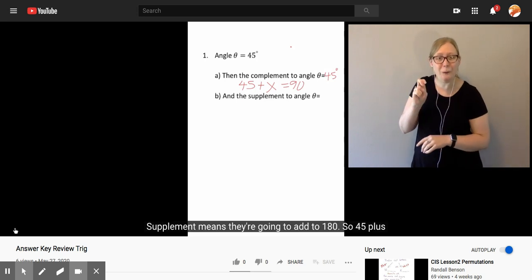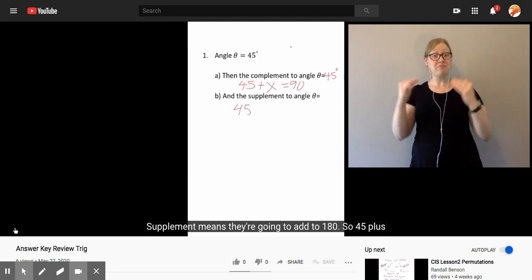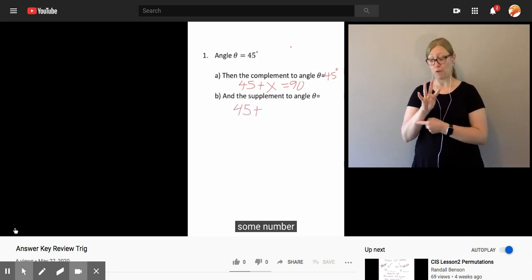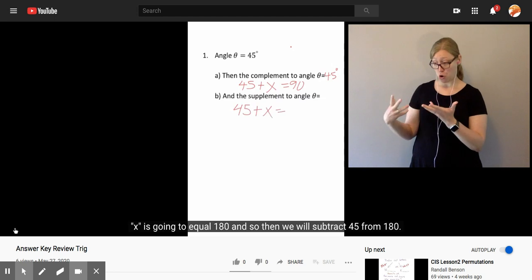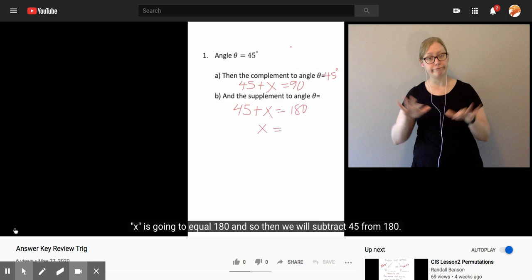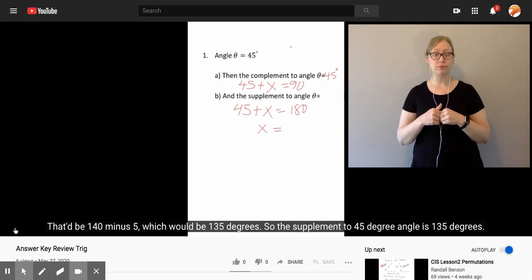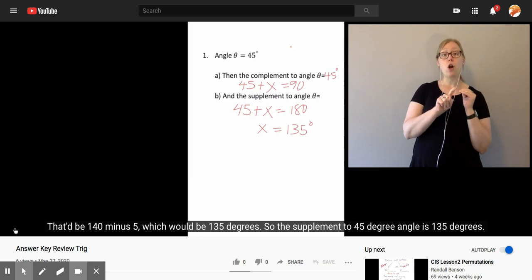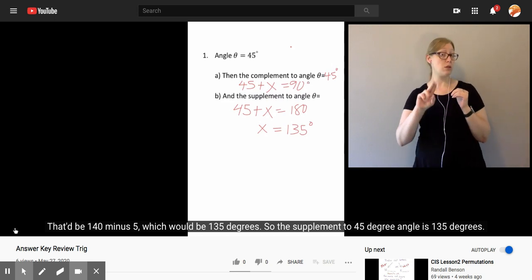Supplement means they're going to add to 180, so 45 plus some number x is going to equal 180, and so then we will subtract 45 from 180. That'd be 140 minus 5, which would be 135 degrees. So the supplement to a 45 degree angle is 135 degrees.